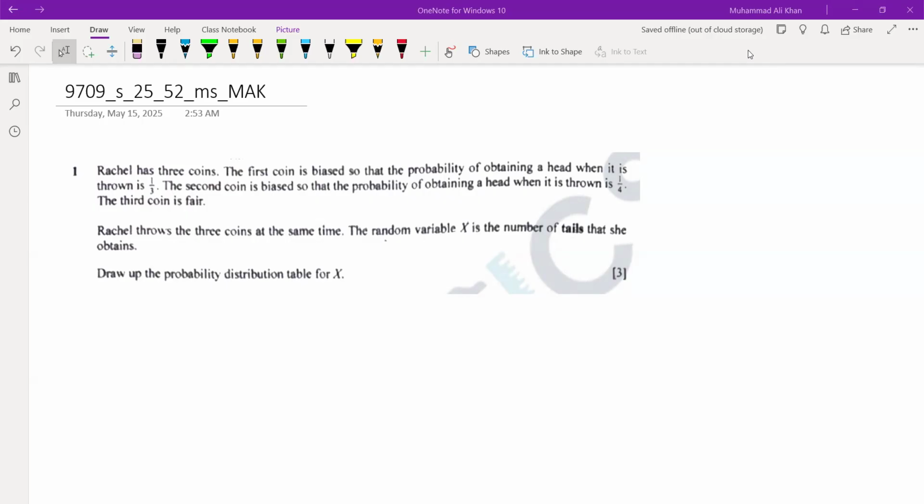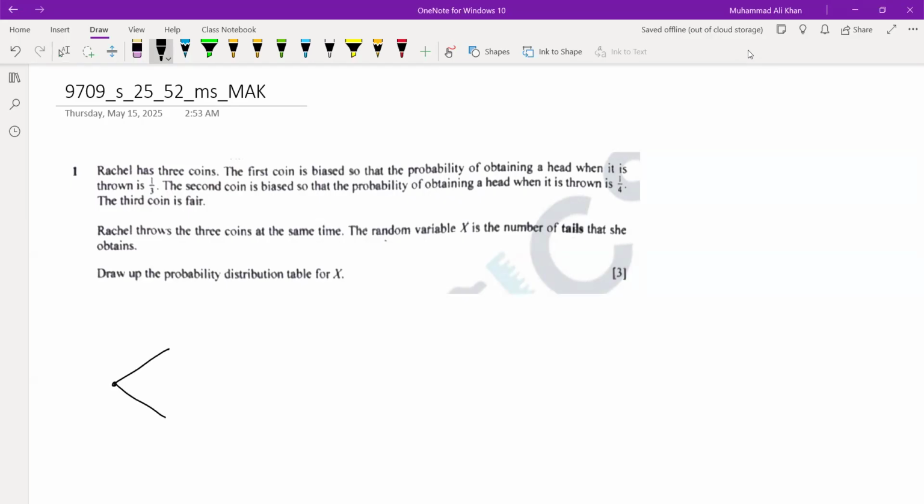At the same time, the random variable X is the number of tails that she obtains. Draw up the probability distribution table. So now we have to make a probability distribution table. Before that, I'm making a tree diagram for the 3 coins.